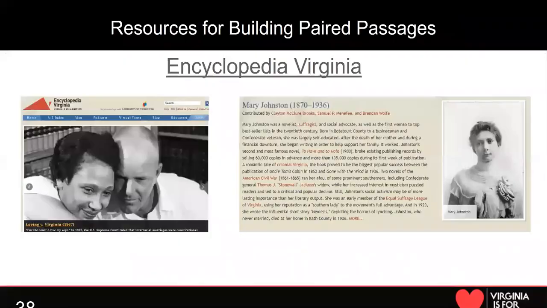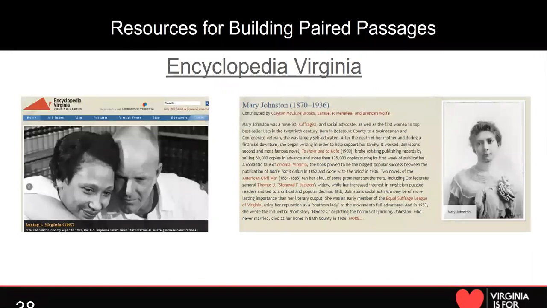So I mentioned already resources for building paired passages in Encyclopedia Virginia. Encyclopedia Virginia is a great place to go to find that sort of hidden local history. You see on the left, obviously, there are the big stories there. Loving Virginia is something that resonates not just locally or across the state, but across the nation.